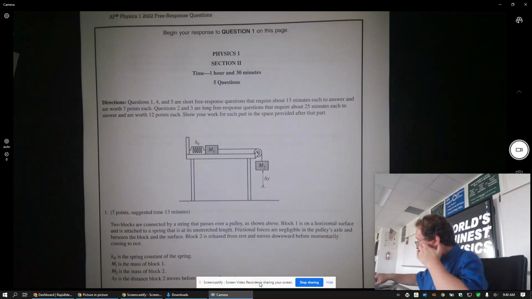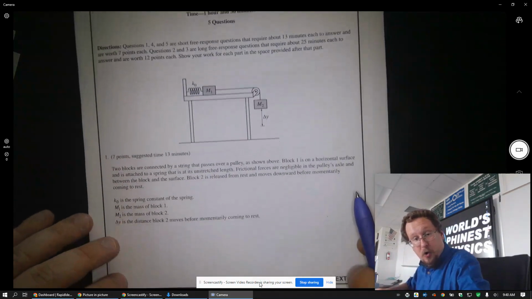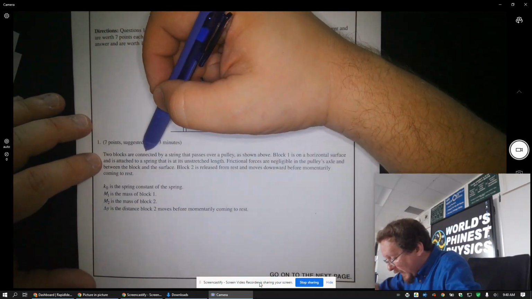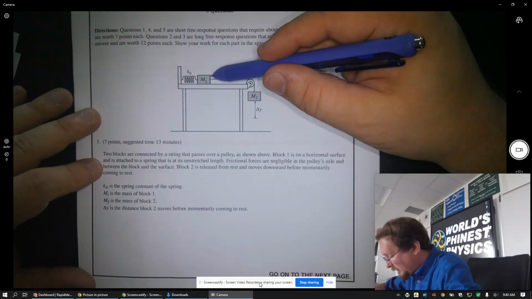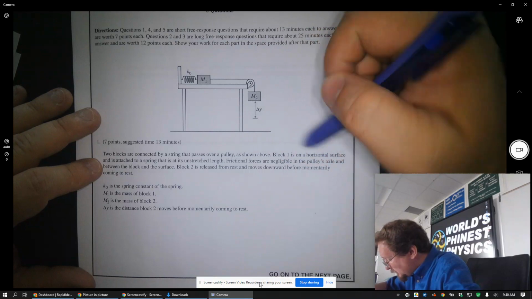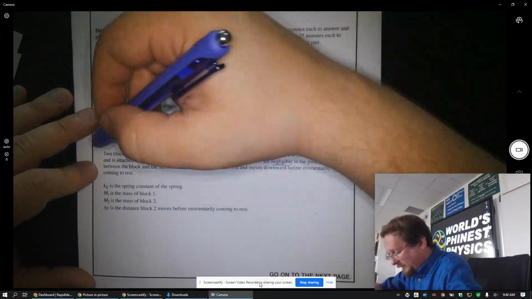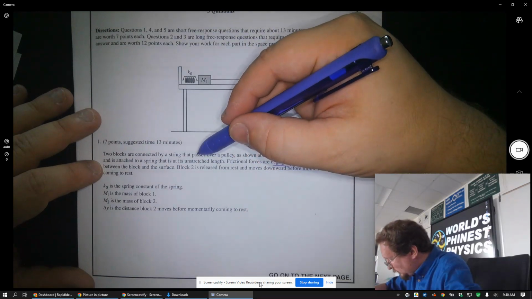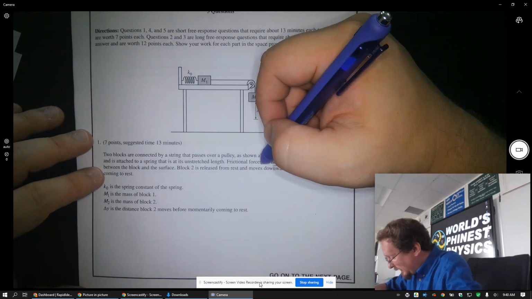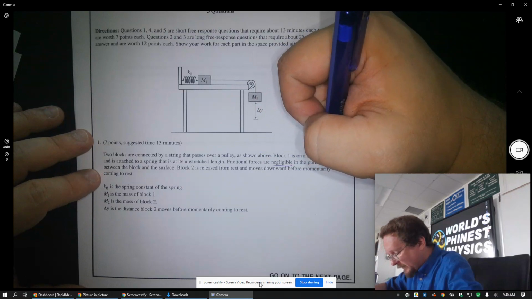All right, let's see what we got going on here. I haven't seen this before, so I'm doing this cold, so that's your fair warning. Two blocks are connected by a string passing over a pulley. Block one is on a horizontal surface, attached to a spring at its unstretched length. Frictional forces are negligible. Ooh, that's nice. The pulley's axle is attached to a rock blocking the surface. Block two is released from rest and moves downward before momentarily coming to rest.